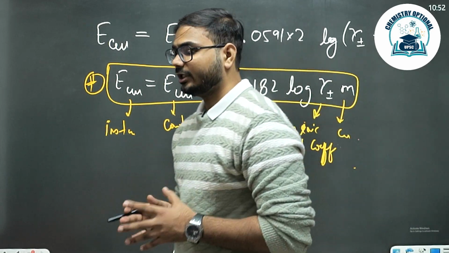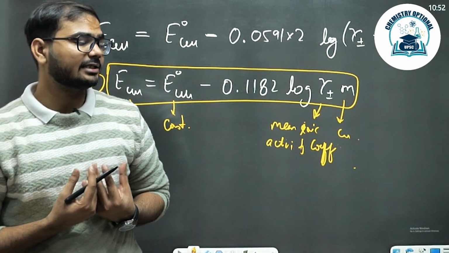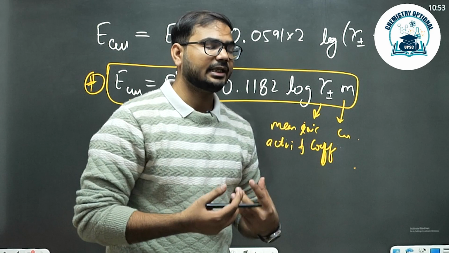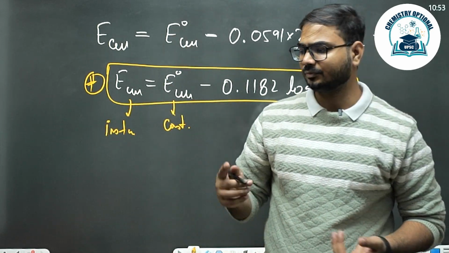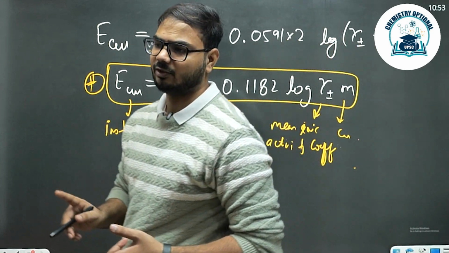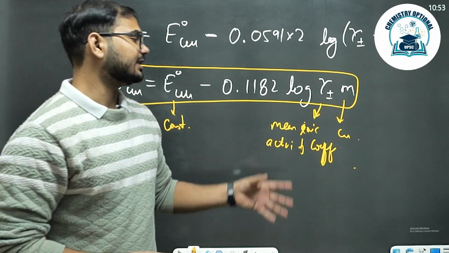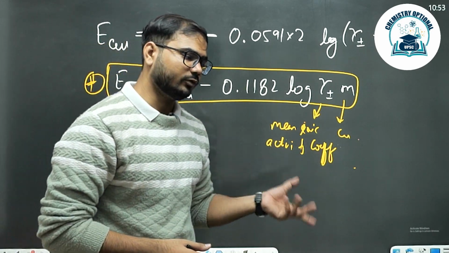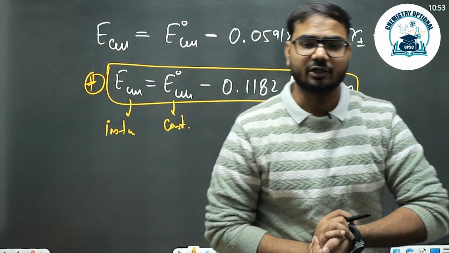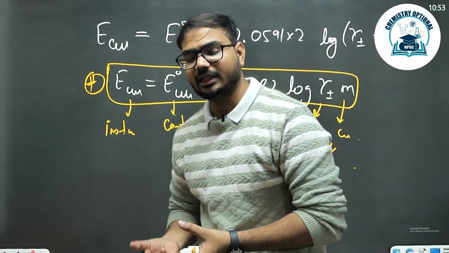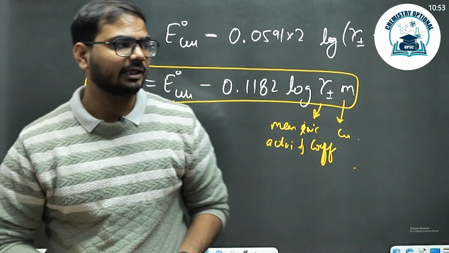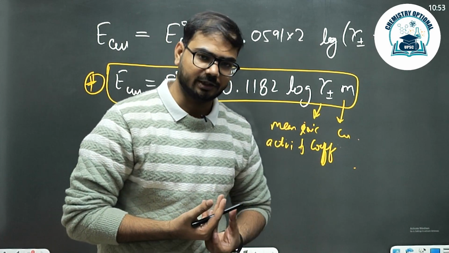Using the Nernst equation, you can get different types of properties in multiple scenarios, like current measurement, resistance measurement, voltage measurement, and in this case we are looking for the mean ionic activity coefficient. I hope this has cleared your doubts regarding how to measure the mean ionic activity coefficient experimentally and how the Nernst equation is useful for it.